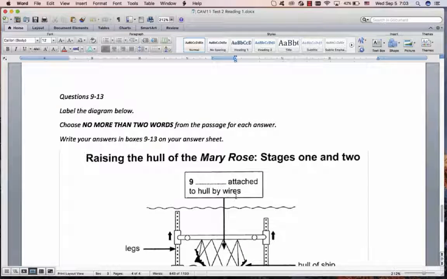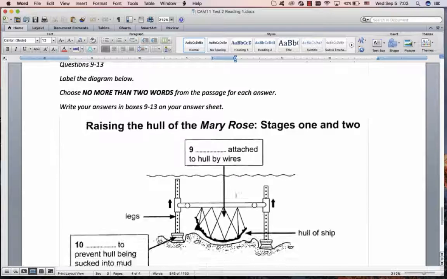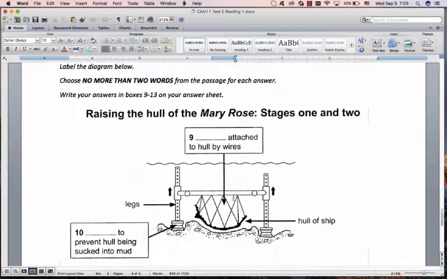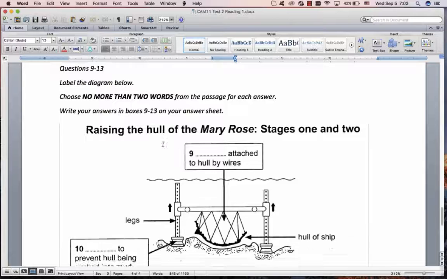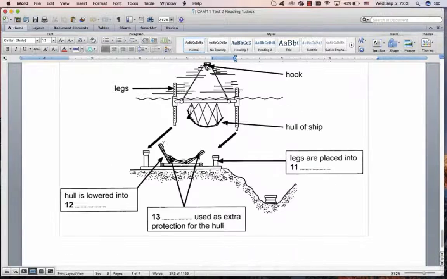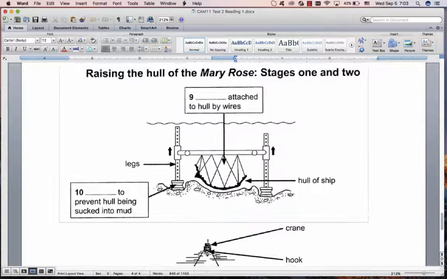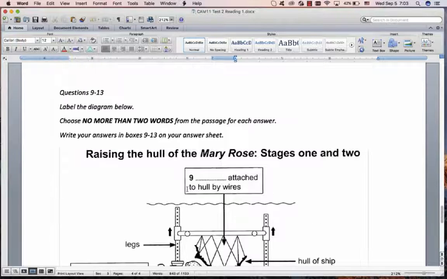Now it's very important that your skills are good enough to find where this diagram comes from. How do you find it? Where do you start looking? Well, the first thing you must notice is this: raising the hull of the Merry Rose, stages 1 and 2. Very important. The second thing that you should guess is that it's going to be near the end because it's the last questions. That's not always the case, but let's try.